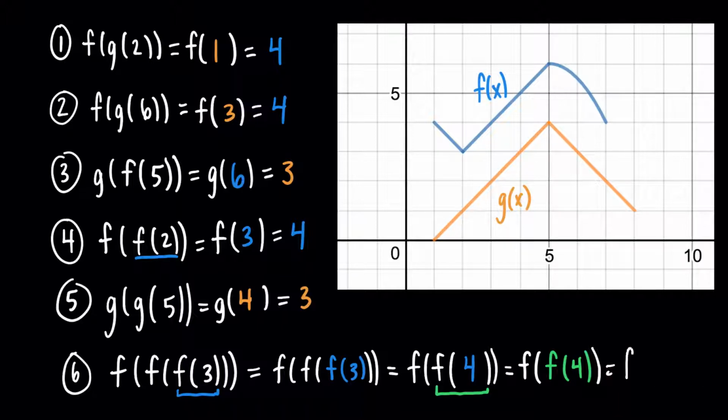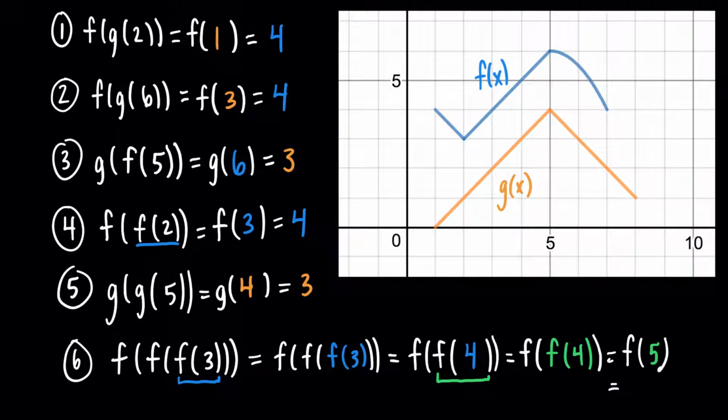So what we've got is f of 5. And so now we can just finish. What is f of 5? So let's go over to our graph. So f of 5, we're going to go over to 5 on the input and then go up to our f curve. F of 5 is right here. What's the y value there? It would be 6. So that would be 6. So f of f of f of 3 is 6.